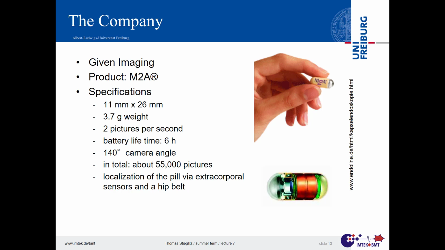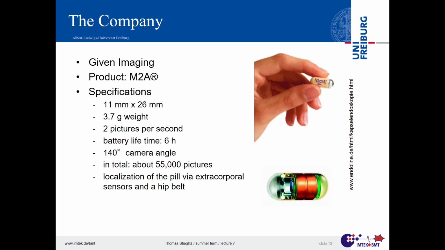The company Given Imaging with the product M2A, mouth to anus, that's the abbreviation here. It's more polite in that way, isn't it? So it has a length of 26 millimeters and a diameter of 11 millimeters. That is something like a huge pill that is not fun to swallow, but that works with a bit of water. Weight is 3.7 gram. It can take 2 pictures per second, and the battery lifetime was 6 hours.